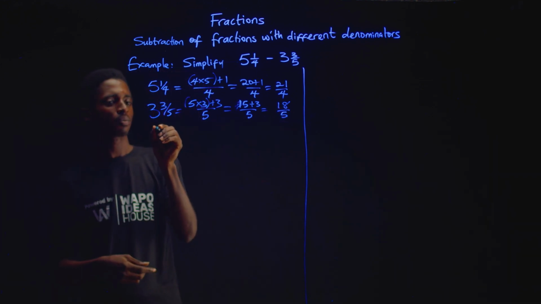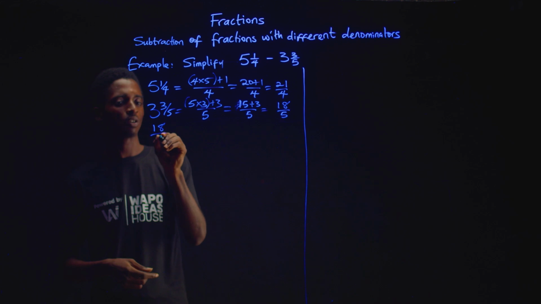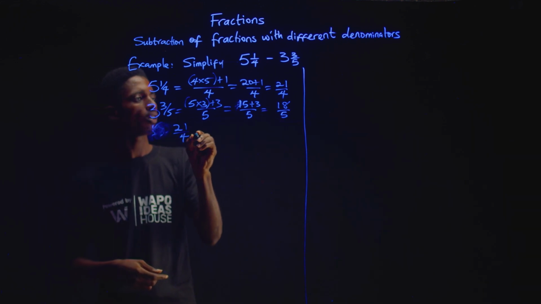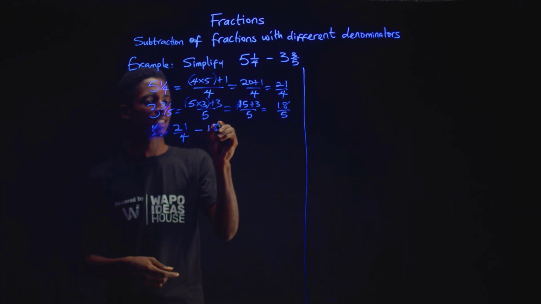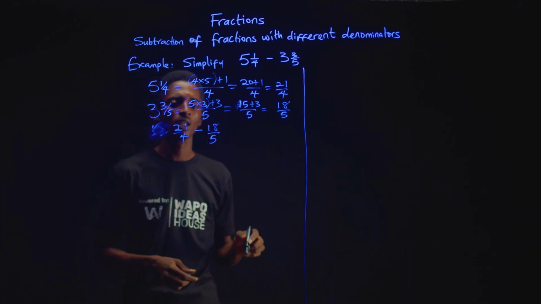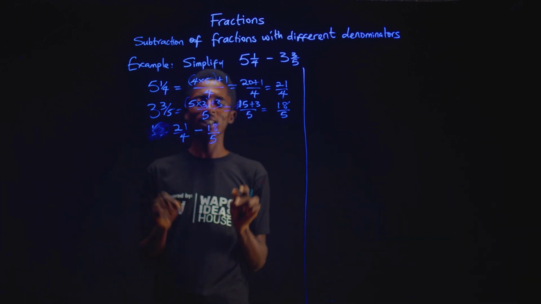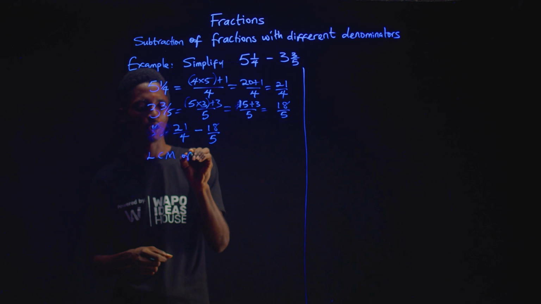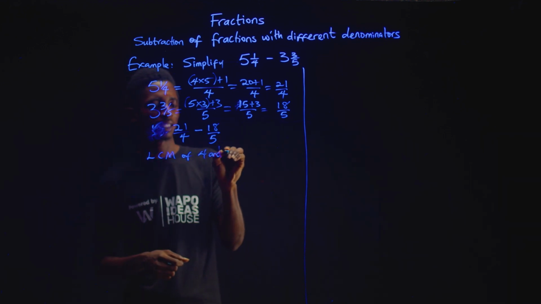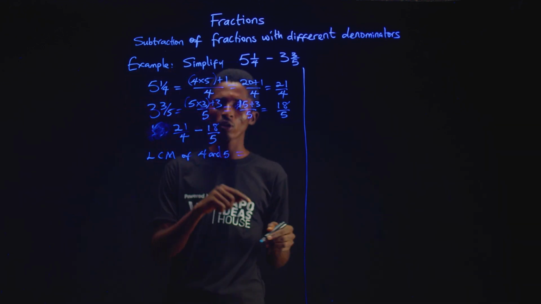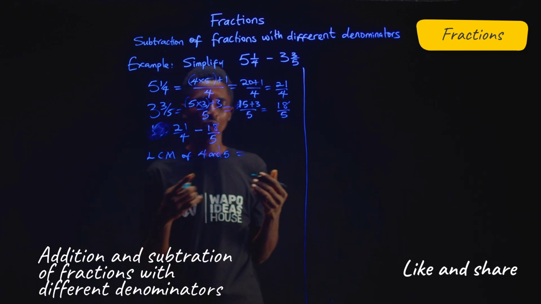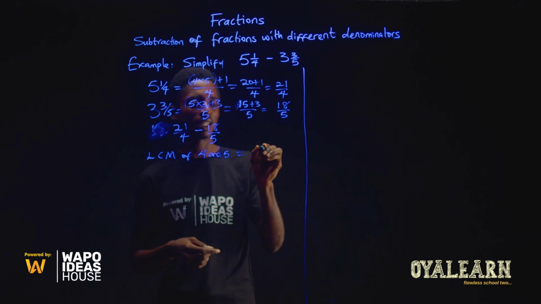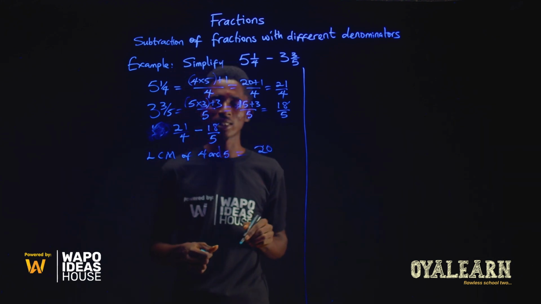Now we have to do 21 over 4 minus 18 over 5. So the first thing we do here now is to find the LCM of 4 and 5. Since both of them do not have any common factor, we can just say 4 multiplied by 5, and then our LCM will be 20.